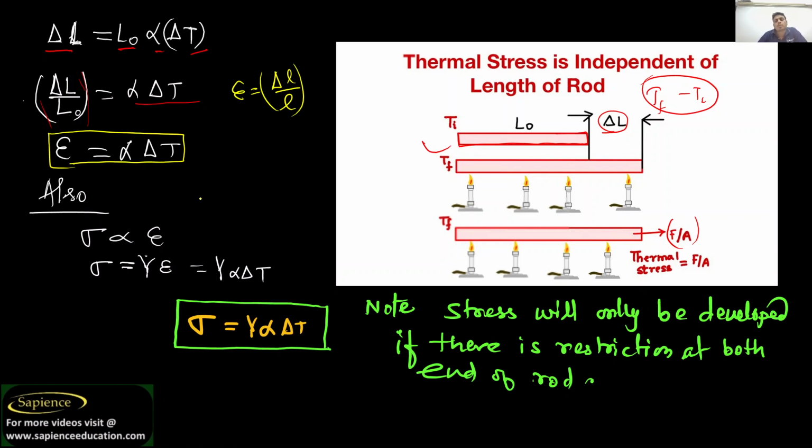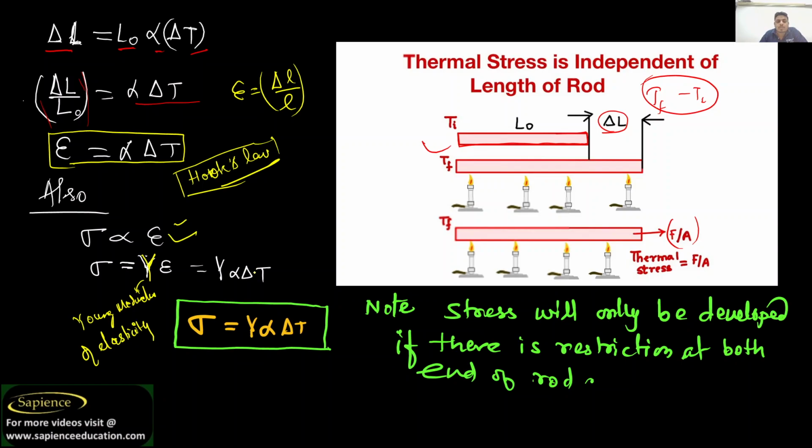Now tell me, as per Hooke's law, what does it state? That has been taught in the mechanical properties of solid materials. Stress is directly proportional to strain. So stress is equal to gamma, where gamma is your Young modulus of elasticity, into strain. If you are unaware of this, please go to the previous video.